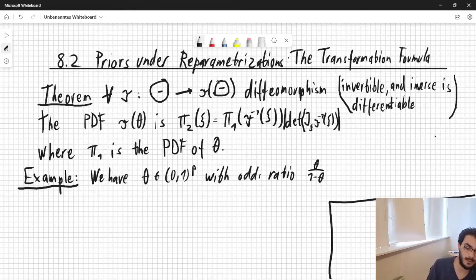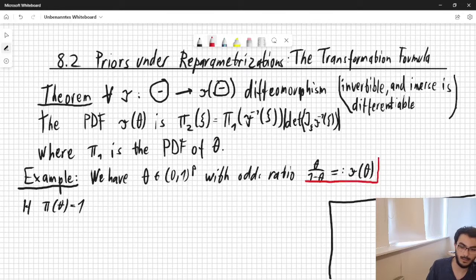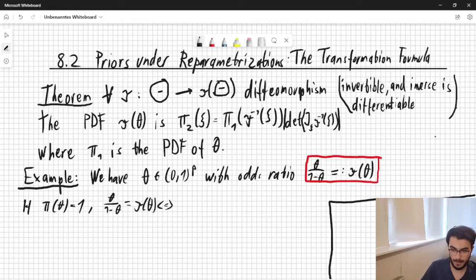So let's set this to tau of theta. If theta is uniformly distributed, so if pi of theta is equal to 1, then we can use the transformation formula to immediately give the distribution of this reparametrization, because this formula here is equivalent to theta being equal to tau of theta divided by 1 plus tau of theta.